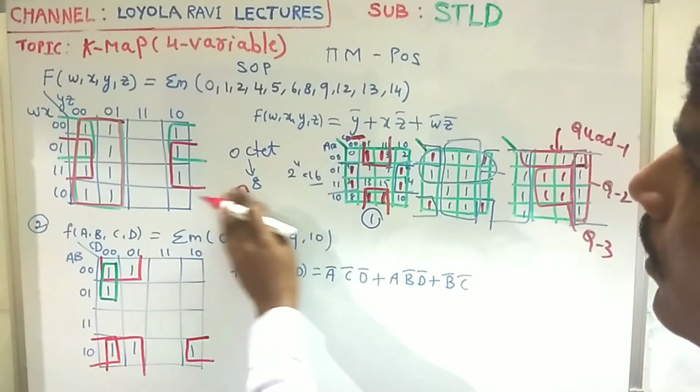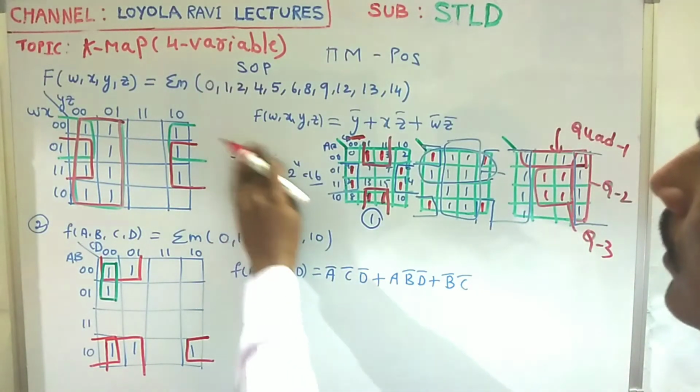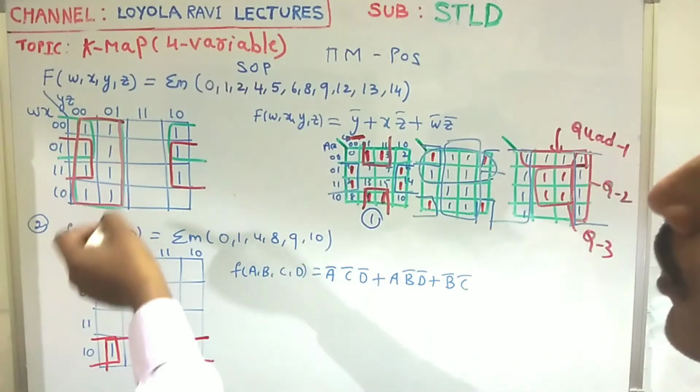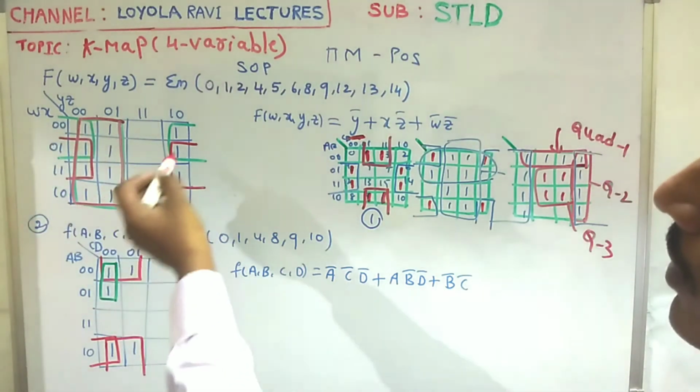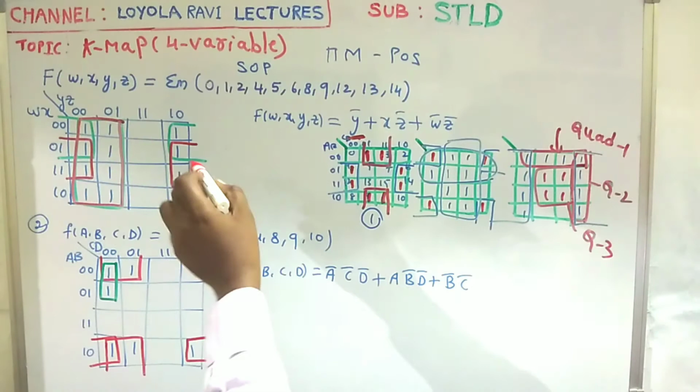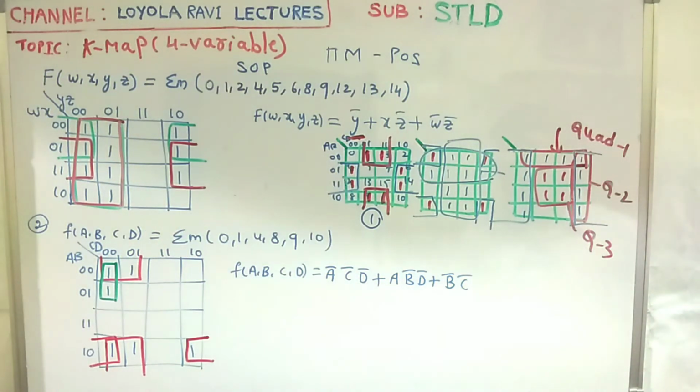Then we will go for any other octets. We have to check. There is no possibility. Already 8 ones are covered. Still we have these 3 ones. Our main intention is to cover all the ones. Must and should, we have to cover all the minterms, all the ones. So 8 is completed. Still we have 3 ones. We have to cover those 3 compulsorily.